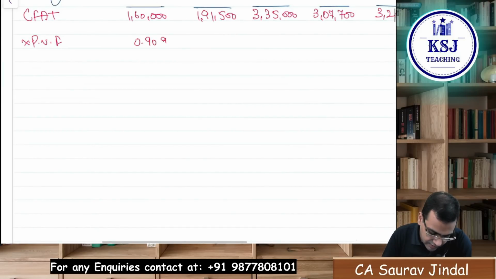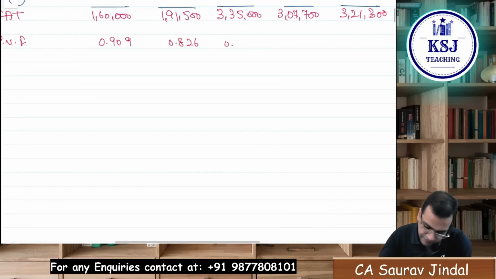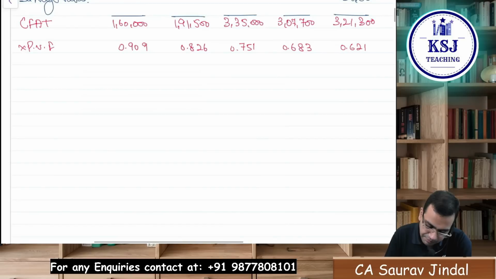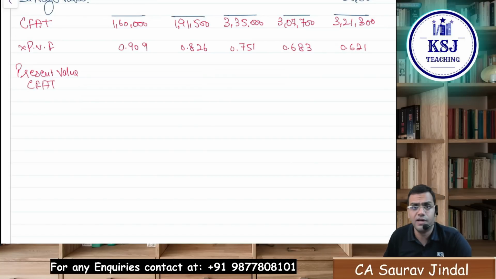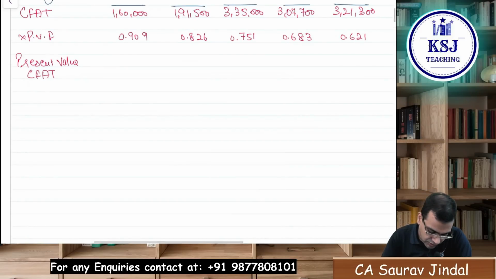0.909, right? Then 0.826, 0.751, 0.683 and 0.621. So what will be the present value of CFAT? What we will get is the present value of CFAT. What is the value that you will get? 1,60,000 multiplied by 0.909.